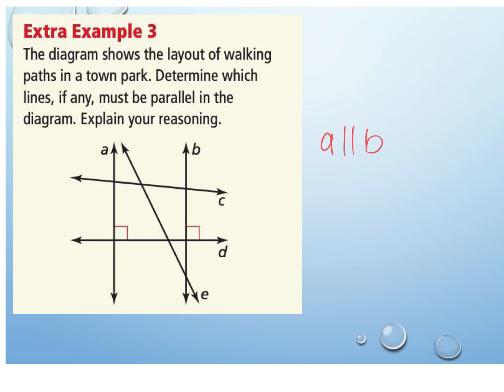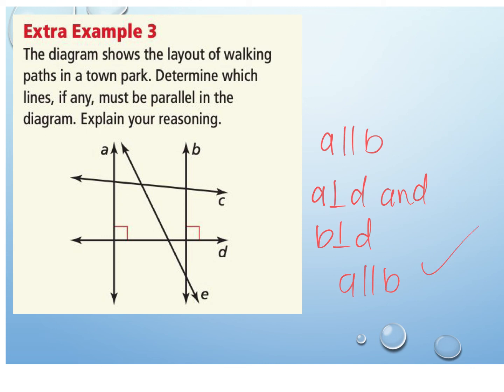Because they are corresponding. So we can use the corresponding angles theorem. Congruent. No, wait, converse. I don't know. But now we also learned a new theorem. It says if they're both perpendicular to the same line, then they're parallel. What line are both A and B perpendicular to? D. A is perpendicular to D, and B is perpendicular to D. Therefore, A must be parallel to B.